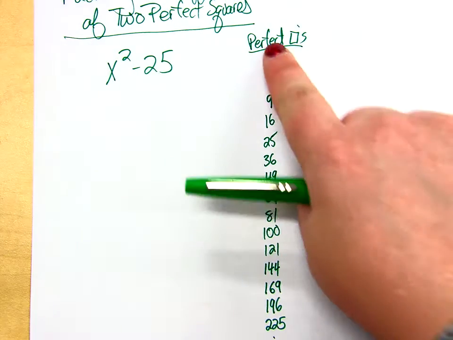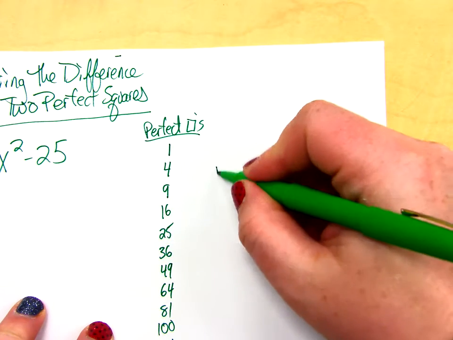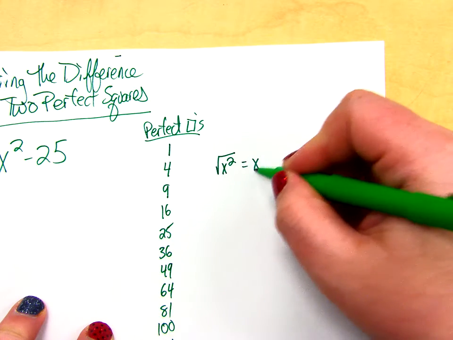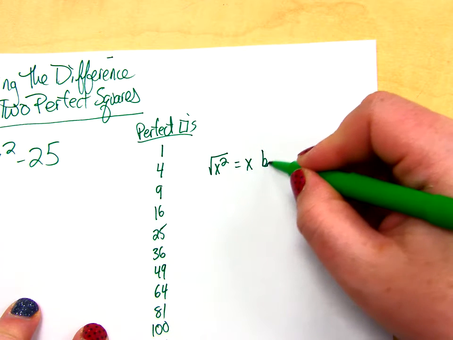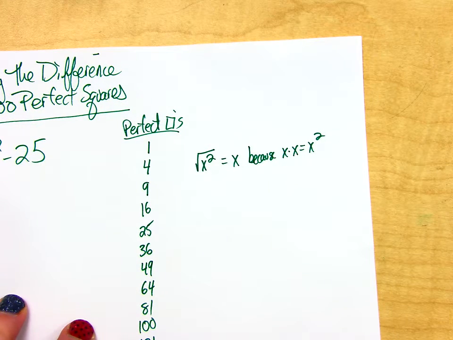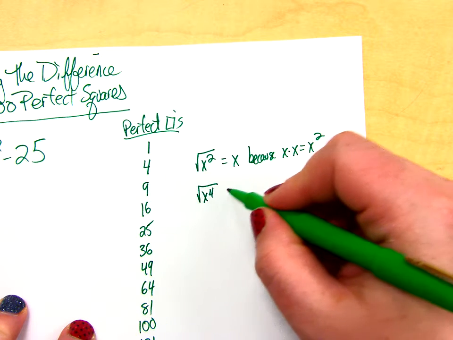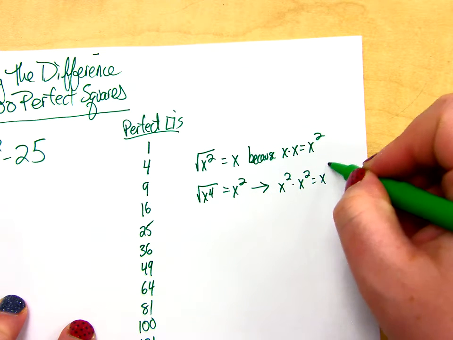Remember, if I take the square root of any of these numbers, it comes out to be a nice whole number, right? What do you guys think, let me just ask you this. What is the square root of x squared? It's just x, right? Because x times x equals x squared. Yes, so the square root of x to the fourth is x squared, because x squared times x squared is x to the fourth, right?